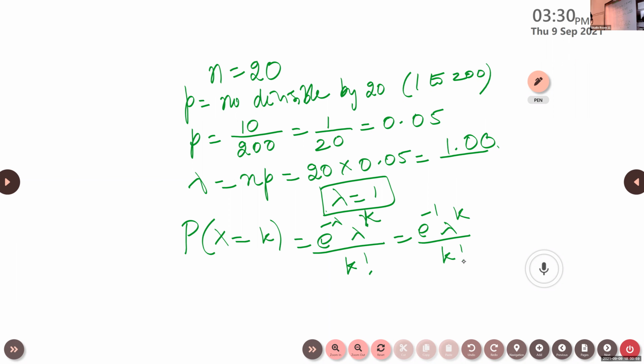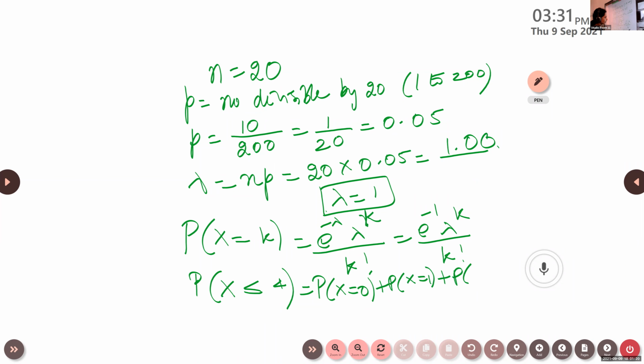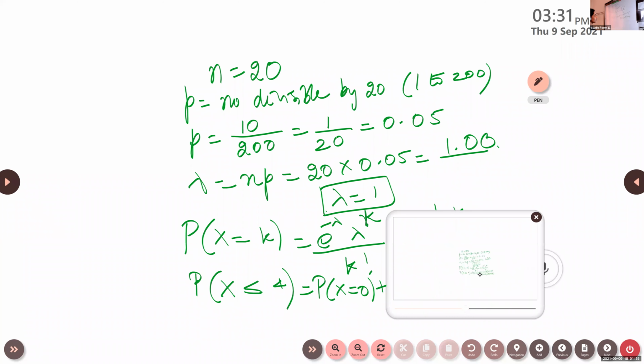Now what is asked? Find the probability that at most 4 tickets. At most means maximum 4, so X is less than or equal to 4. That means X may be 0, or X is equal to 1, or 2, or 3, or 4. X is equal to 0, 1, 2, 3, 4. So substitute the values there.